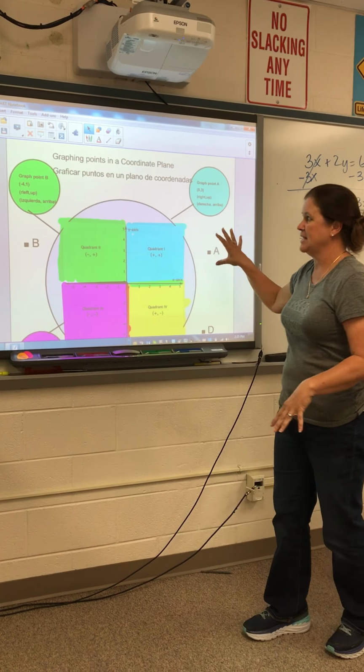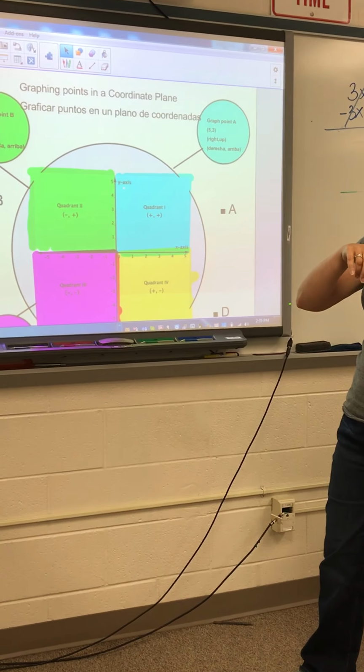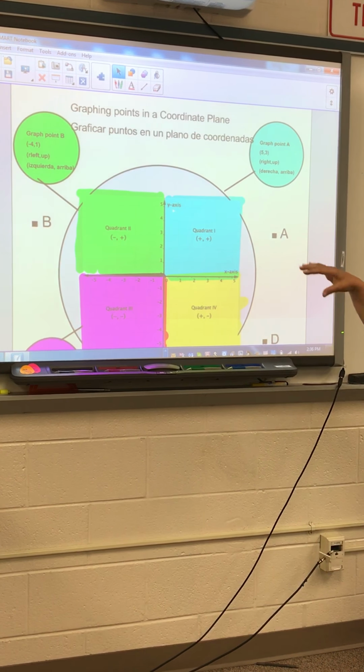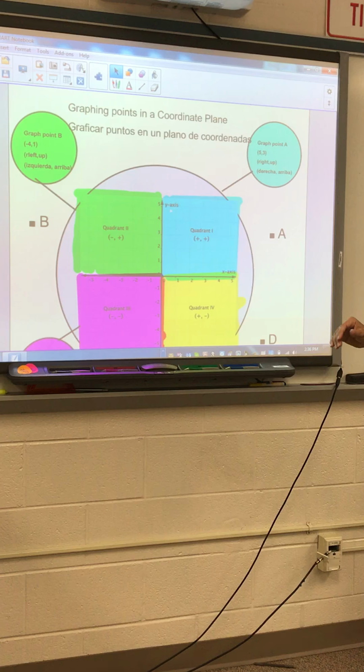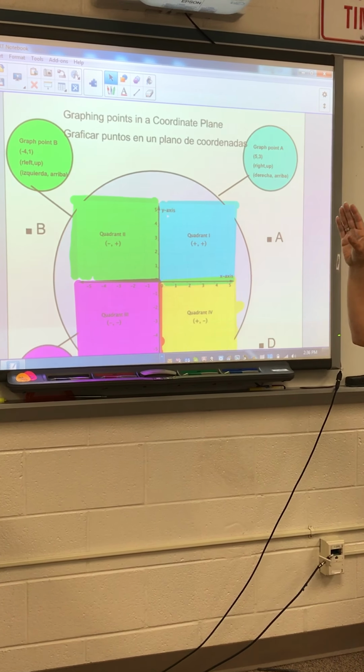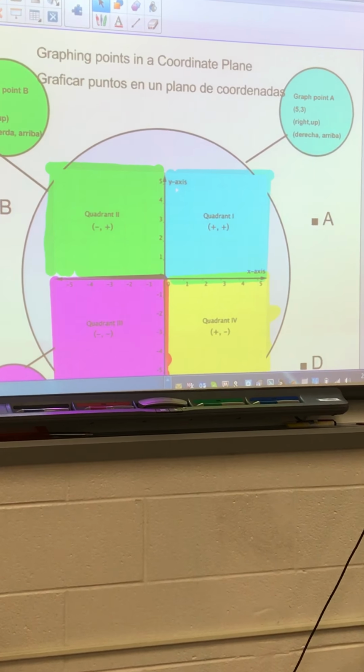So I give them this, which I created on one of the Smartboard files that we had in Unit 3, I think. And I just color-coded it for them. And we talk about where do the points go and how do you graph, and then we connect that to slope. So it'll go into the next thing.